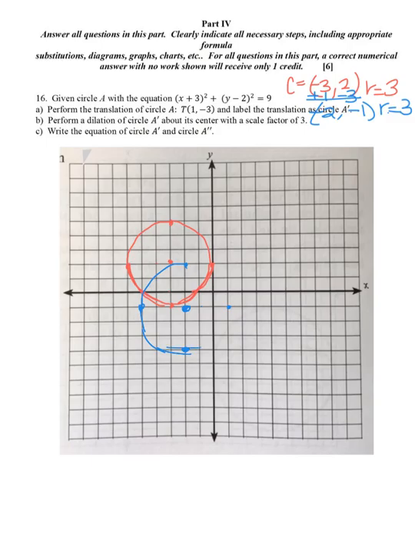We're asked to write the equation of the circle, so I'm going to write that down here. This is A prime. This is A, circle A and A prime. So A prime is equal to x plus 2 squared plus y plus 1 squared is equal to 3 squared, 9.